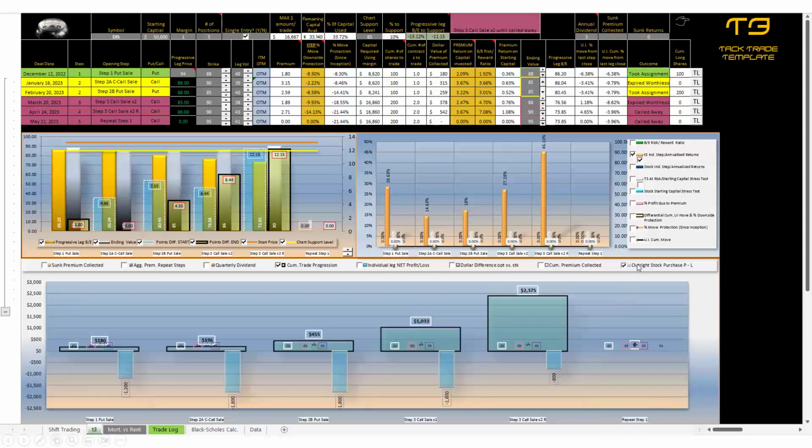How does that compare to the outright stock purchase profit and loss? If the shares of Disney were to finish at $90 per share and it began at $94 per share, that's a $4 loss times 200 shares.